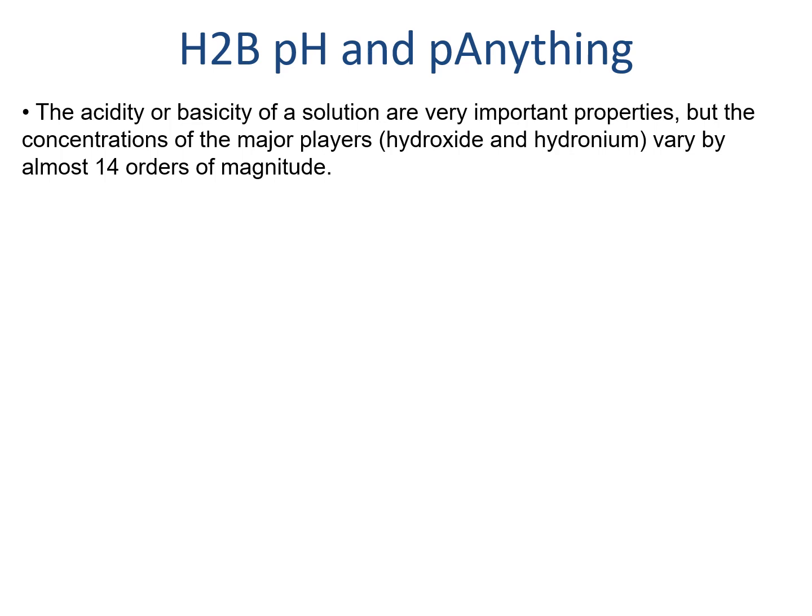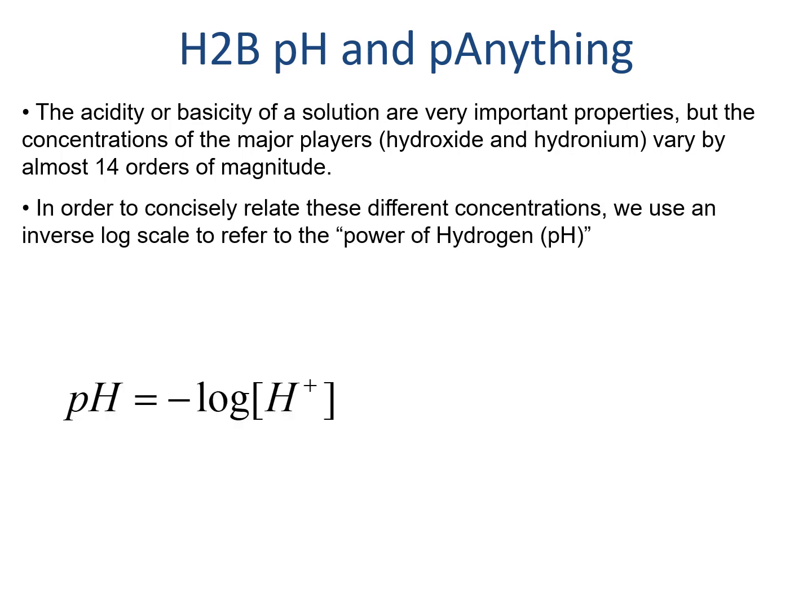If we use straight concentrations, it would be very difficult to compare. So instead, we use the pH scale. The pH of a solution is the negative log of its H+ concentration. So pH is the negative log of H+. You can also easily go the other way. So that means that 10 to the negative pH will give you the H+ concentration.